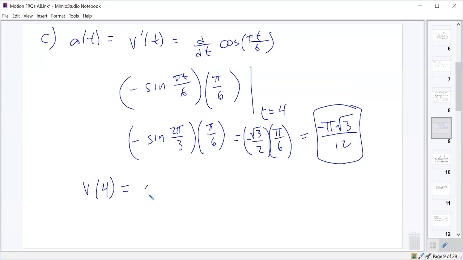Well, v of 4 is the cosine of 2 pi over 3. What's the cosine of 2 pi over 3? Negative 1/2, right? If nothing else, we know at least that 2 pi over 3 is in the second quadrant, even if you forget the value, which you need to know for the AP test anyway. A cosine in the second quadrant is always negative. This is less than 0. This is less than 0. They have the same sign. So the speed is increasing.